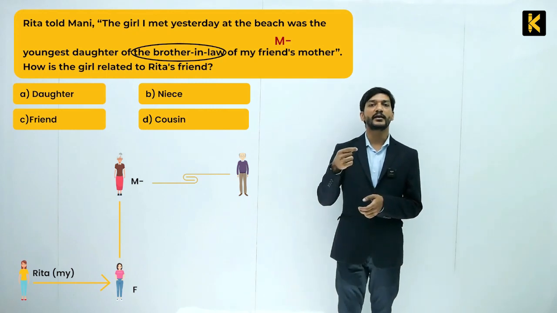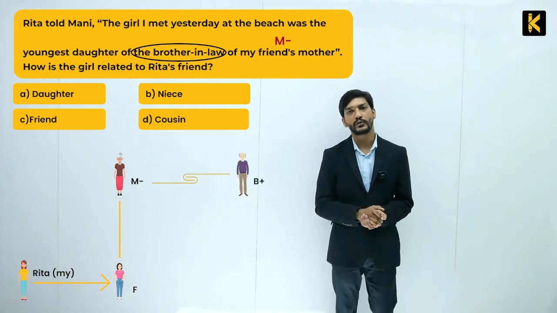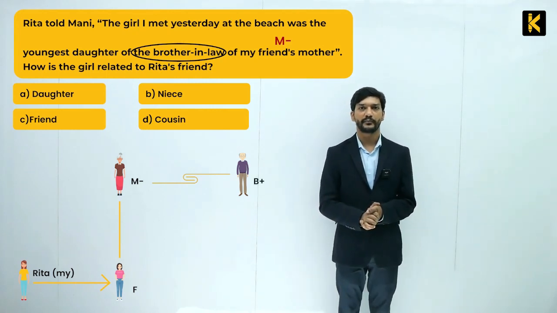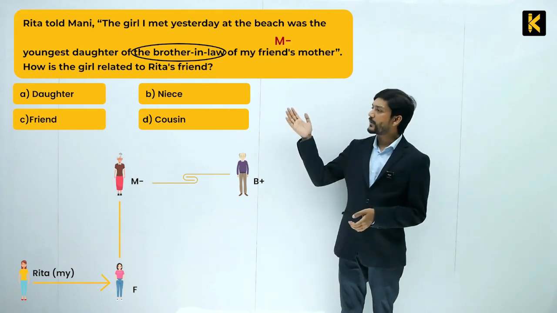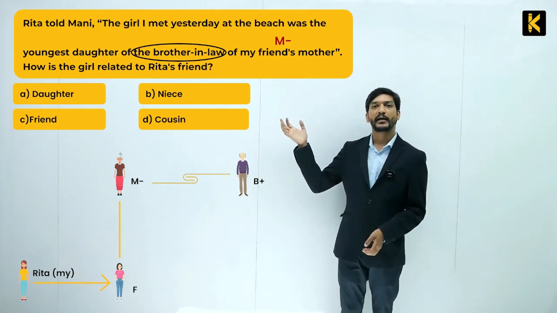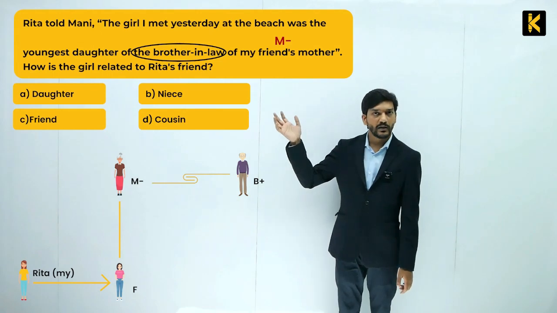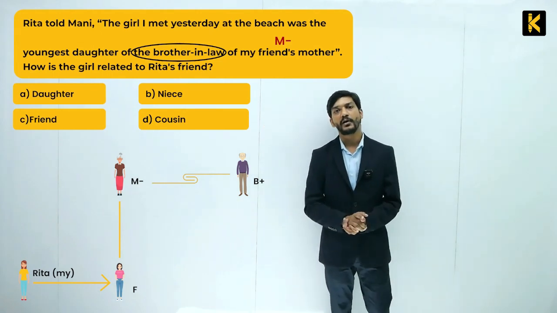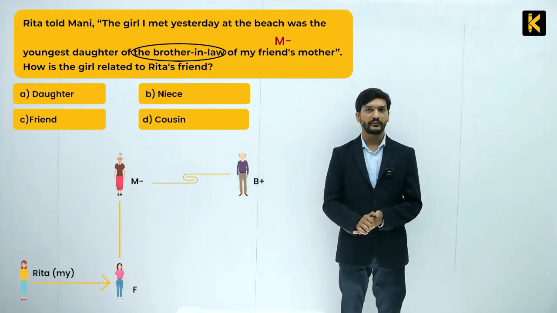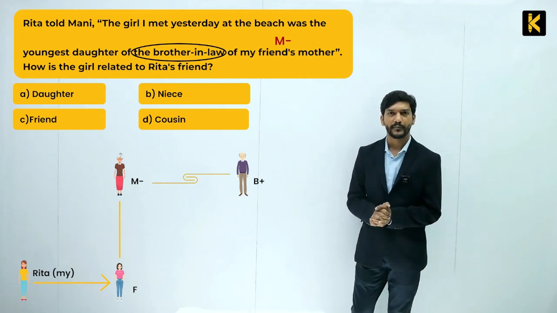So let me take B plus to represent that person. I have taken a person B plus, and that person is having an in-law relation with M minus. Okay, all right.